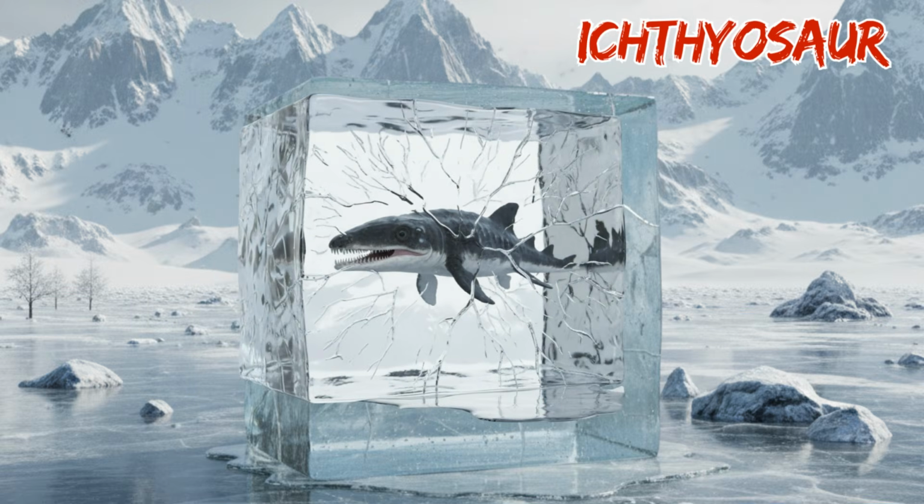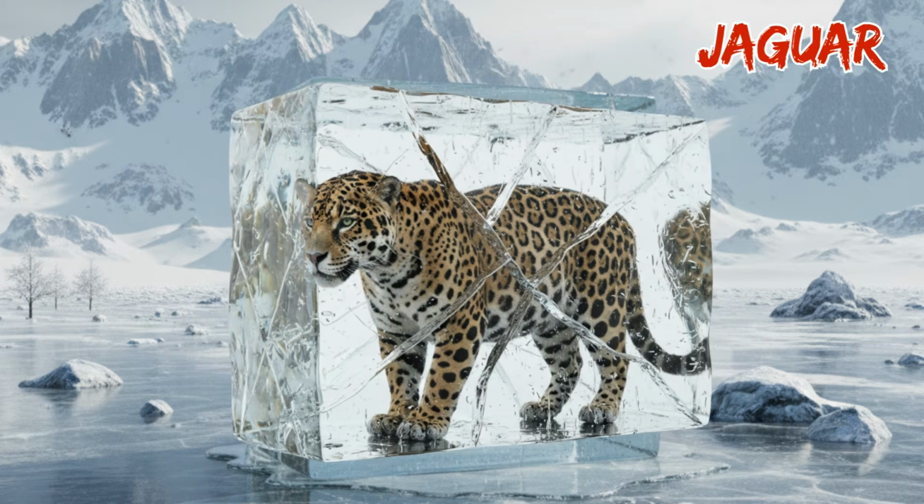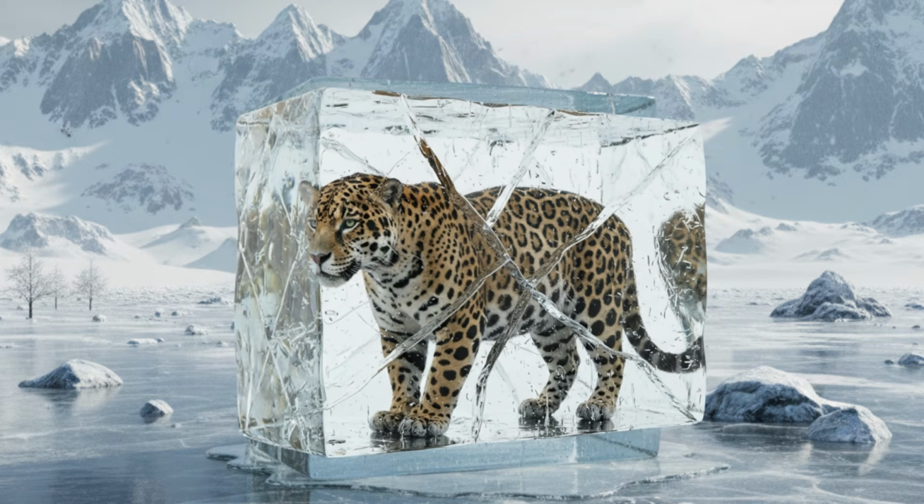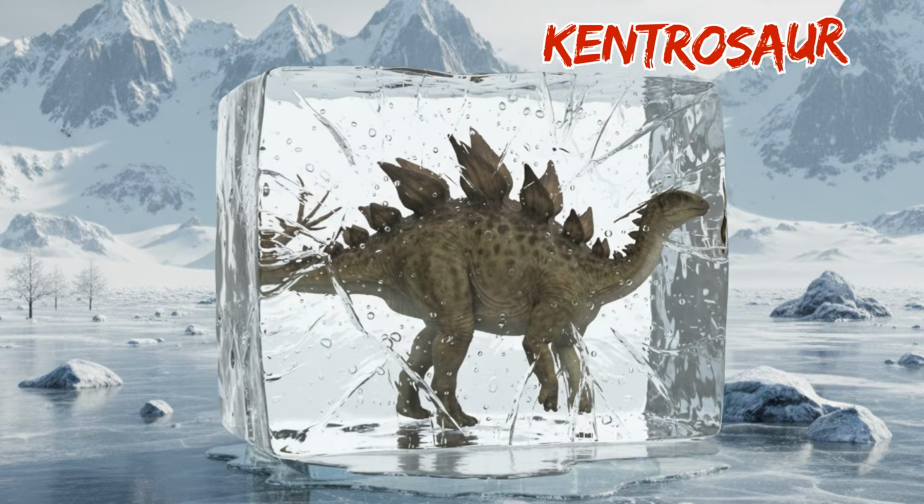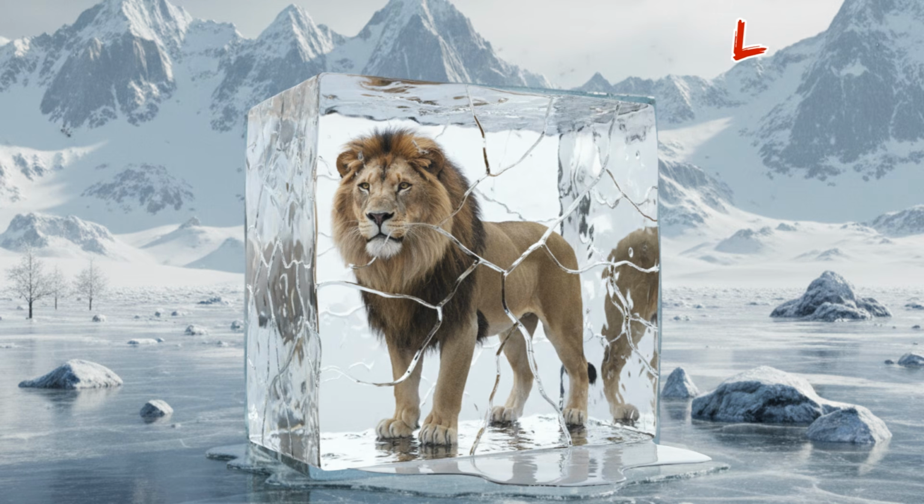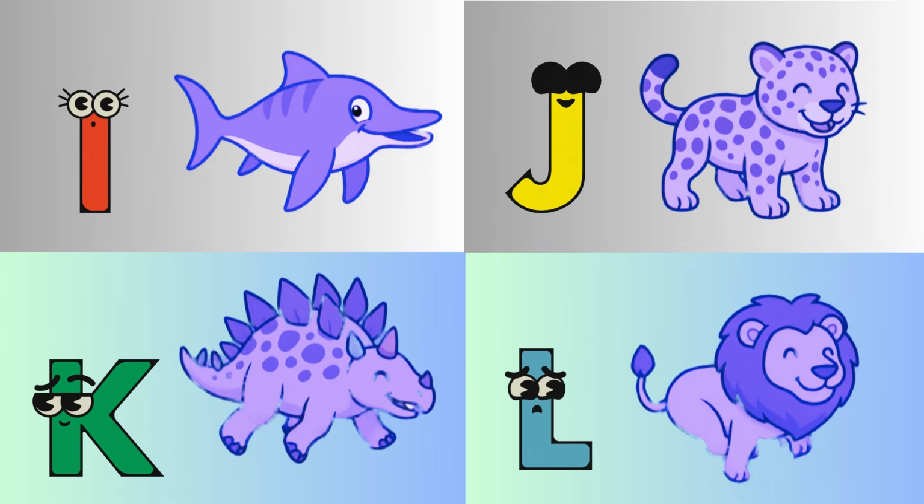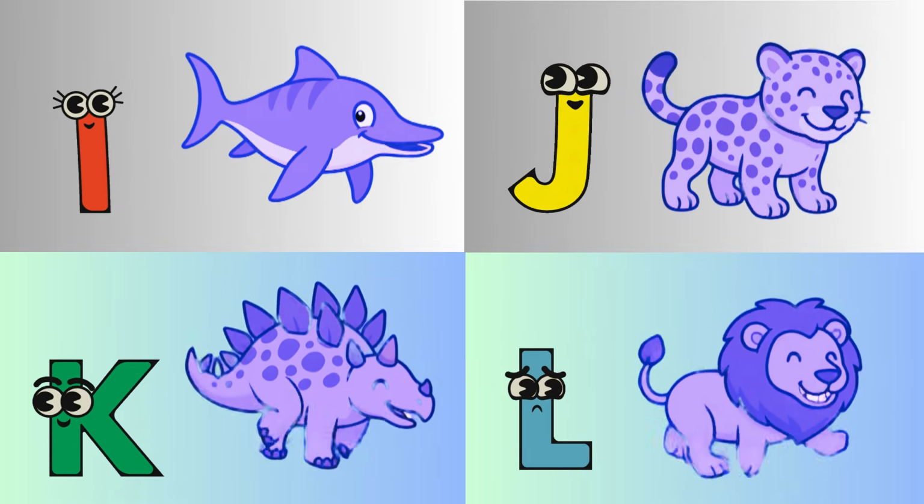I is for ichthyosaur, I ichthyosaur, splash splash splash. J is for jaguar, J jaguar, snarl snarl snarl. K is for kentrosaurus, stomp stomp stomp stomp. L is for lion, L lion, roar roar roar. I J K L, prehistoric safari animals.